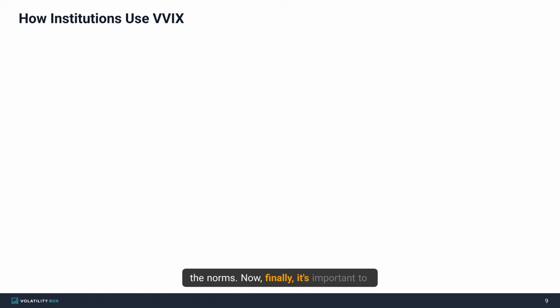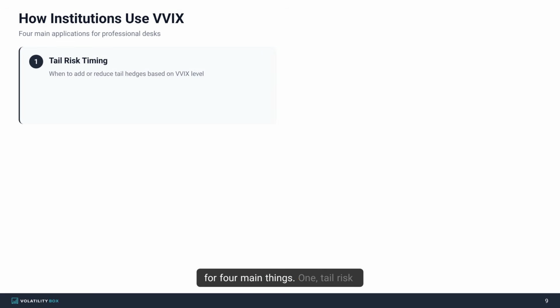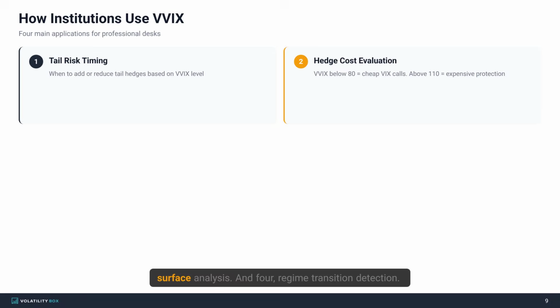Now, finally, it's important to understand how institutions use VVIX so you know how the big players are actually looking at this. Institutional desks use VVIX for four main things. 1. Tail risk timing. 2. Hedge cost evaluation. 3. Volatility surface analysis. And 4. Regime transition detection.